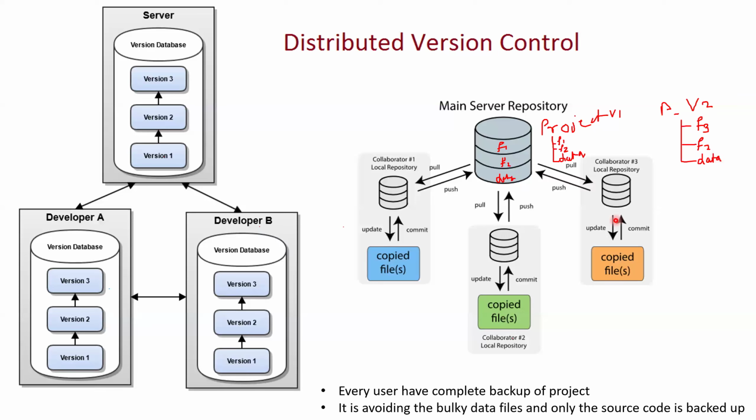No. Distributed version control avoids the bulky data files, and only the code written by the developers is actually backed up. The remaining things we are ignoring. That's where the git ignore command will come into the picture in the future. Okay, so now we have understood distributed version control.